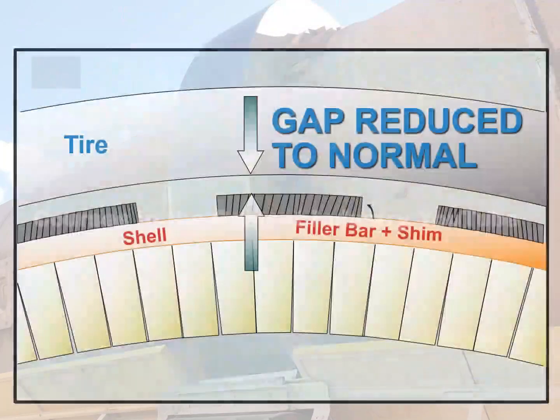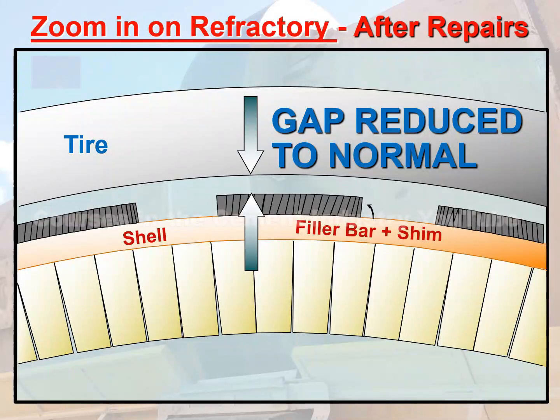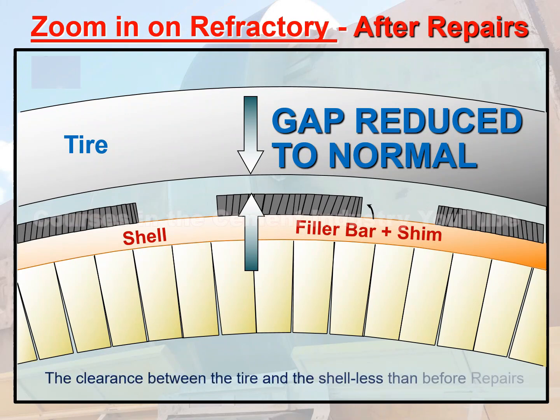In this figure, zoom in on refractory. After repairs, we note the following. The clearance between the tire and the shell is less than before repairs.